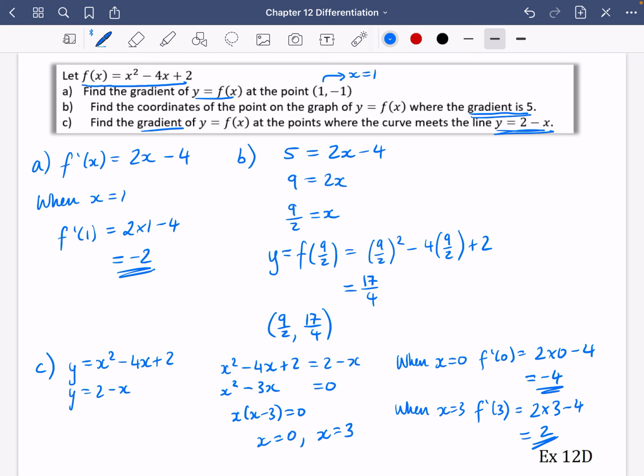So hopefully you got those ones right. Now you can have a go at doing some of exercise 12D.